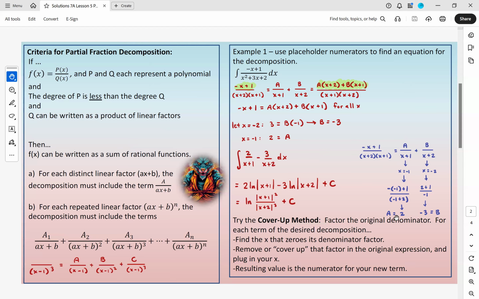And we could do the same thing for B. I look below B. I see negative 2 would be a crucial x value here. I'm going to plug in negative 2 over on the left while I cover up or ignore or remove the x plus 2 factor, and the rest of it simplifies exactly into the numerator you wanted. So it's a little bit quicker. You could do it either way.